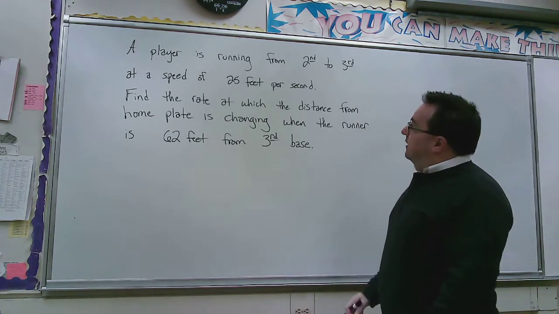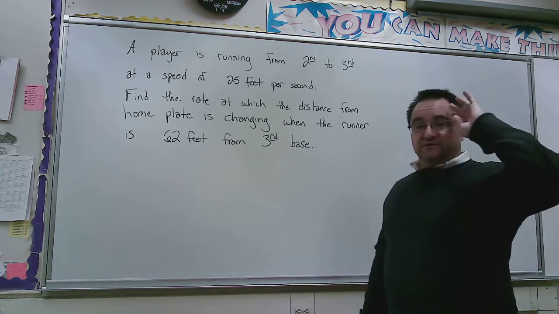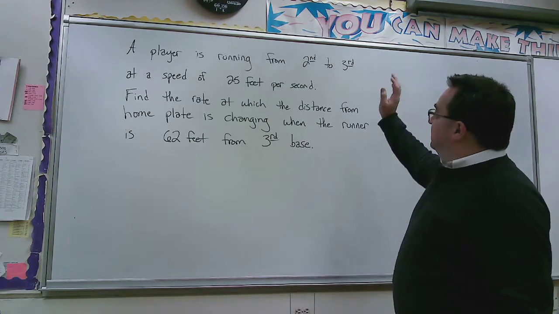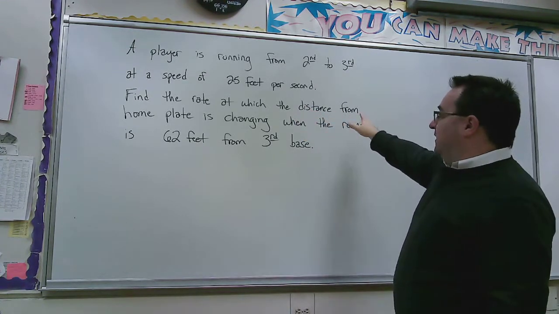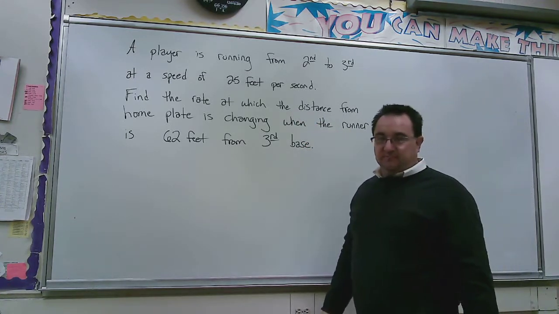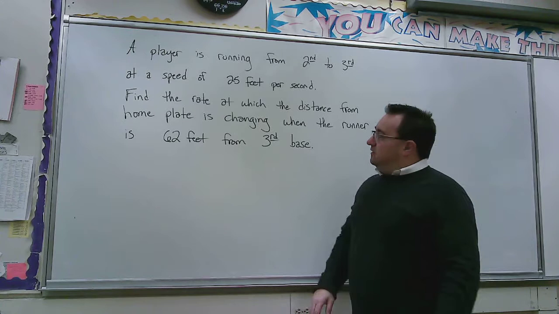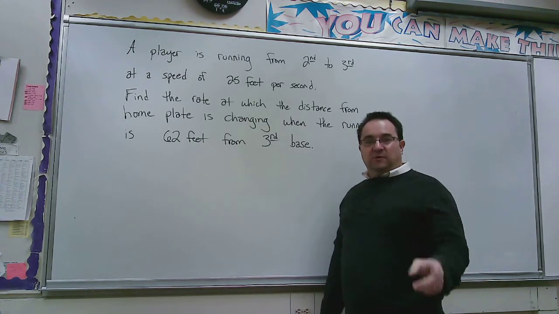So where do we start when we're doing it? Well, we read the problem and try to understand what's happening. So we have a player running from second to third. The speed is given, and we want to know how fast the distance from home plate is changing. Okay, so I read it. I kind of understand the scenario. What do I do next?